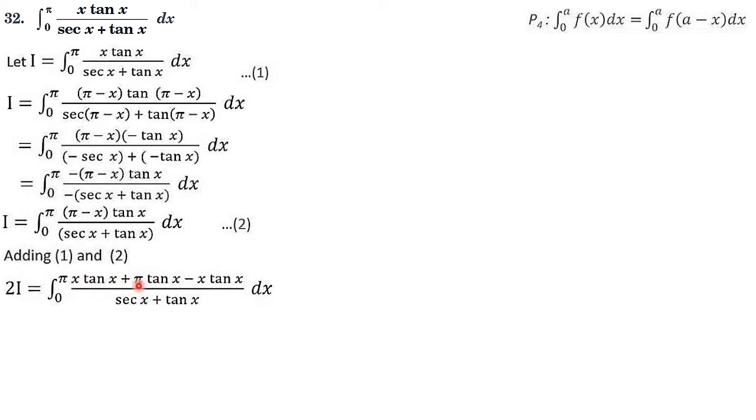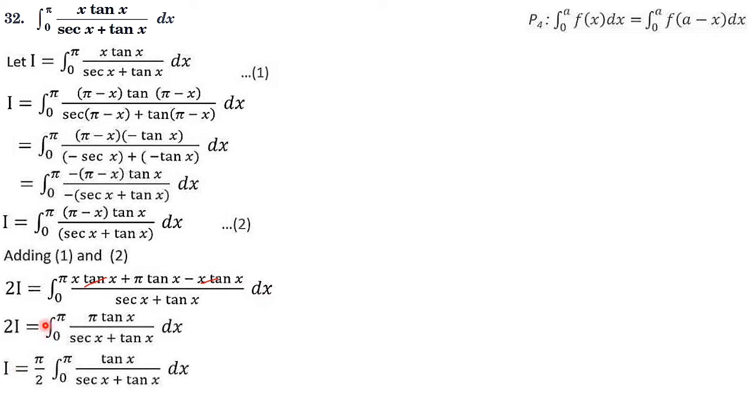Here, when you check x tan x and minus x tan x, these can be cancelled, the positive and negative terms. Then the balance will be 2I is equal to integral 0 to pi, that is only pi tan x by sec x plus tan x dx. Now I is equal to, this 2 will come here, and pi is a constant outside, so pi by 2 into integral 0 to pi tan x by sec x plus tan x.